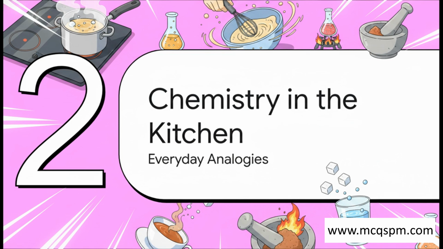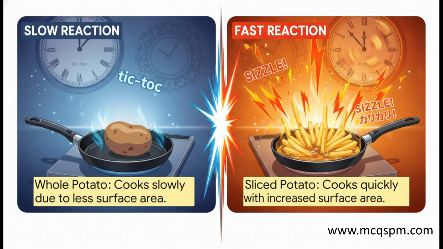Okay, let's actually step into the kitchen, because chemical principles are at work all around us in there. Seeing these ideas in a place you know so well will make them way easier to remember when you're sitting in your exam. Think about it. When you slice up a potato or some meat, you're not just making it bite-sized. From a chemistry point of view, you are massively increasing the total surface area that's exposed to the heat. And more surface area means more places for the heat to make contact, which leads to a much faster cooking reaction.